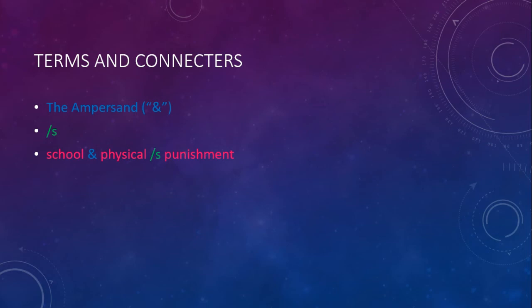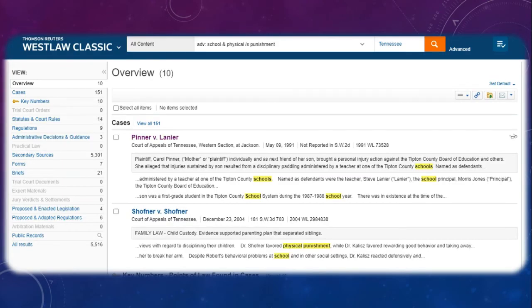And so we're going to use that phrase in combination with the ampersand. So it's going to find every case that has physical in the same sentence as punishment, and school has to be somewhere in that document. And why we're doing that is because we're looking for cases about schools physically punishing the children as disciplinary action. And so what this search yielded was 151 results. We can see that right here.